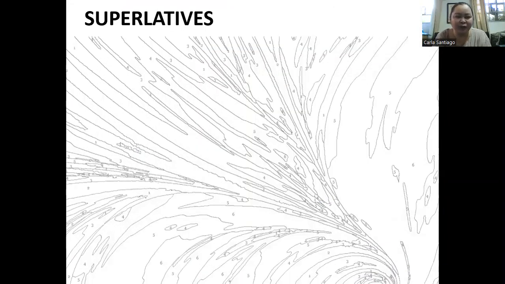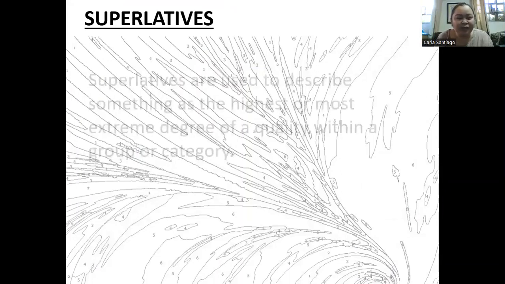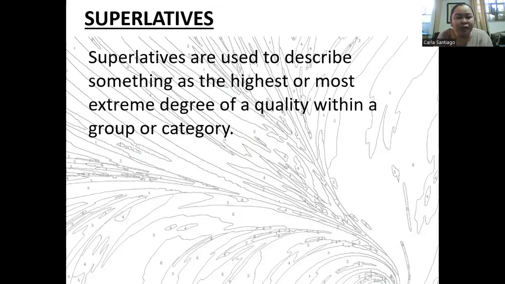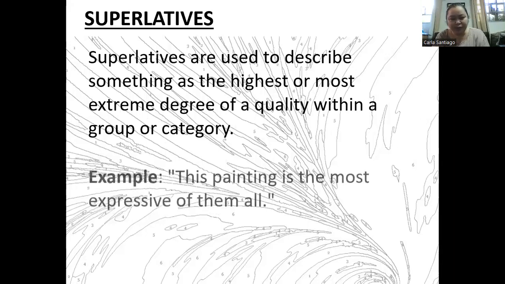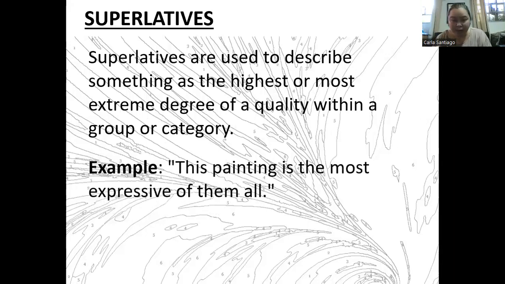Now let's do superlatives. Superlatives are used to describe something as the highest or most extreme degree of quality within a group or category. For example, this painting is the most expressive of them all. The superlative form most expressive suggests that out of all the paintings being discussed or considered, the one referred to is the highest or the most extreme in terms of expressiveness.